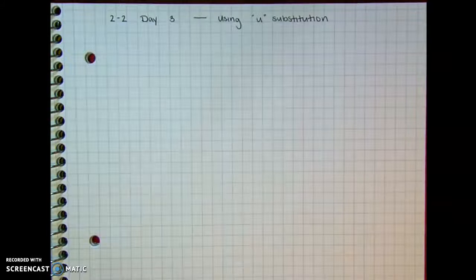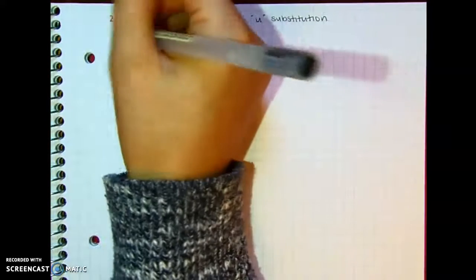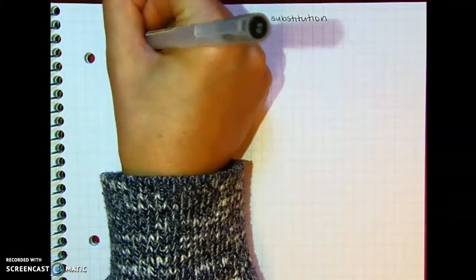Hey Pre-Calc, today we're going to be talking about section 2.2, day 3, using U-Substitution. So if you're given a polynomial in standard form, you can figure out all of the roots by factoring. But sometimes you can't really factor nicely, because polynomials could have whatever for a degree. So we're going to practice that.